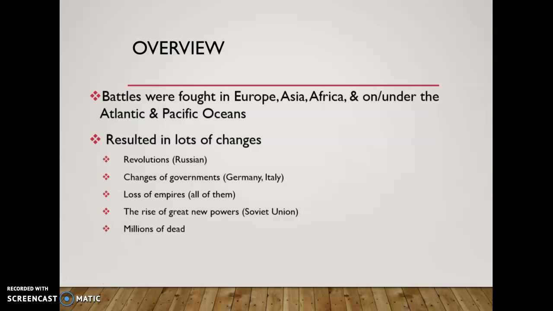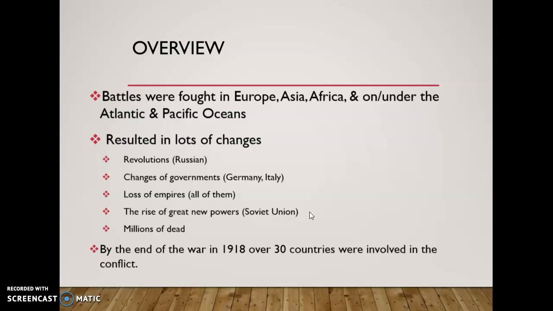And of course, let's not forget that one of the changes was that millions of people were dead, and a lot of those were young men, and that meant that the generation was kind of decimated, and that had implications for the next generation anyway. So by the end of the war in 1918, remember, 7 countries in 1914, but by 1918, over 30 countries were involved in the conflict.